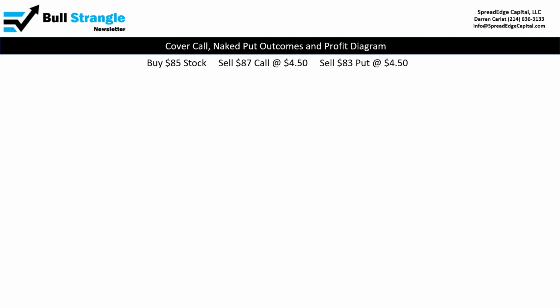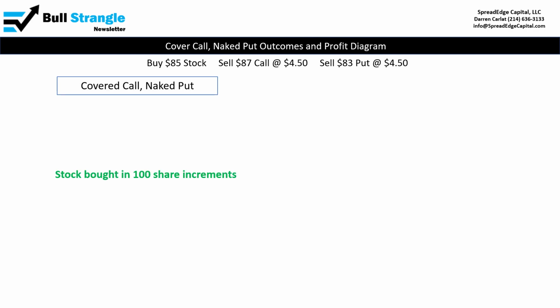Okay, so with all those assumptions, I'm going to start on the left side here and just talk purely about the trade construction. This is actually pretty straightforward. We start off by buying 100 shares of stock. At an $85 stock, of course, it's just going to be 100, because 200 would put you up to $17,000 worth of investment capital. So I would be trading 100 shares here.